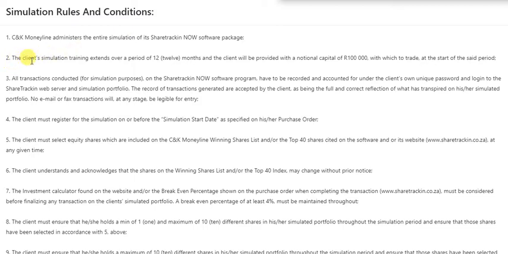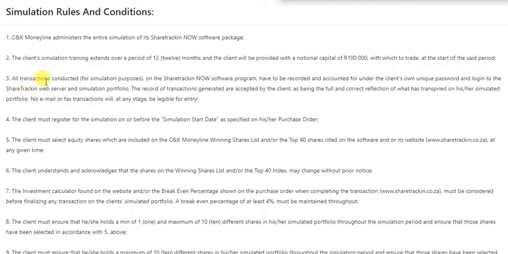2. The client simulation training extends over a period of 12 months and the client will be provided with a notional capital of 100,000 Rand, with which to trade, at the start of the said period. Which means you will only have the given amount to trade with and your simulation period will only be 12 months. After the 12 months we will conduct the report and send it off to the appropriate parties.